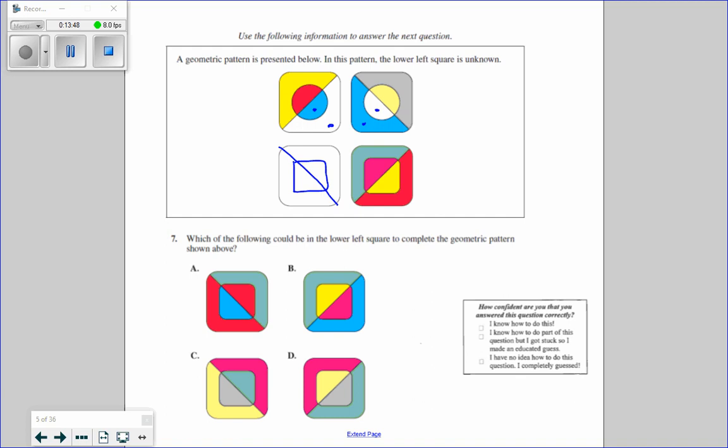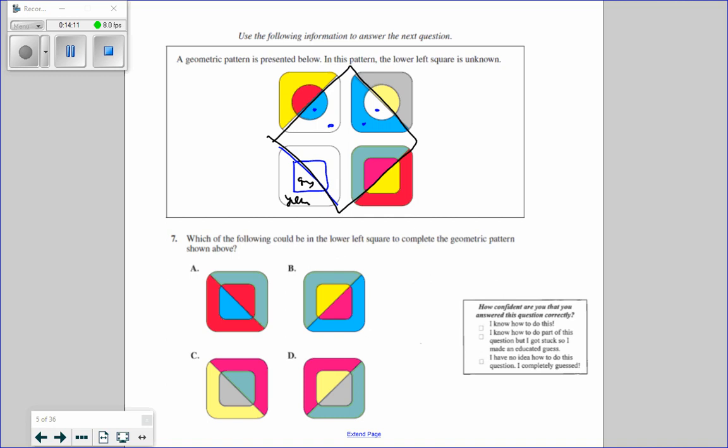Yeah. Oh, okay. Oh, yeah. Do you see this shape right here? That's what they're doing. They're rotating it around that shape. So the yellow and the red became the red and the yellow. So the gray and the yellow is going to become gray, yellow.